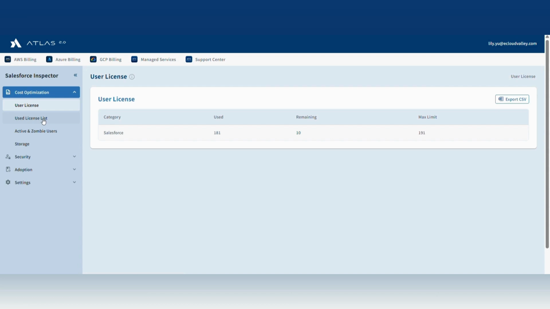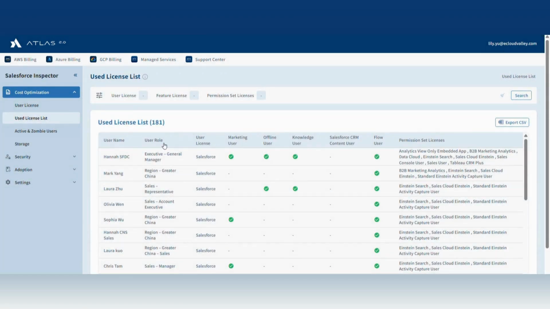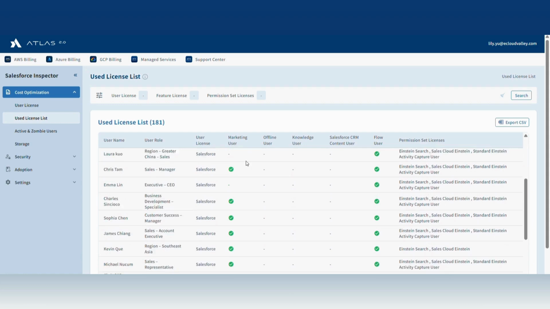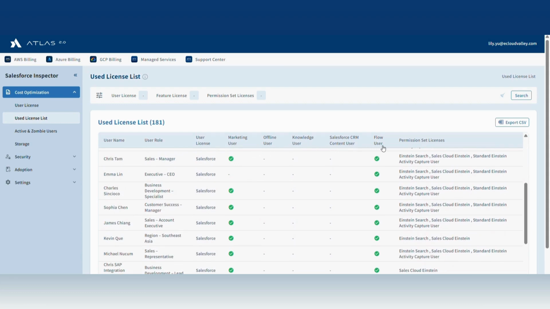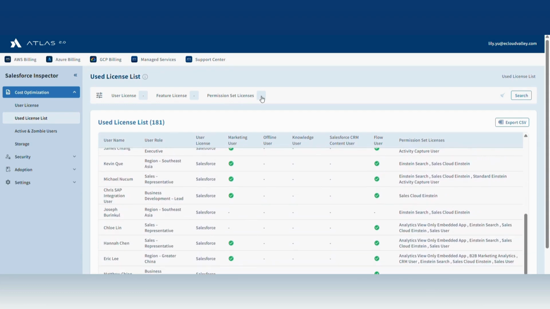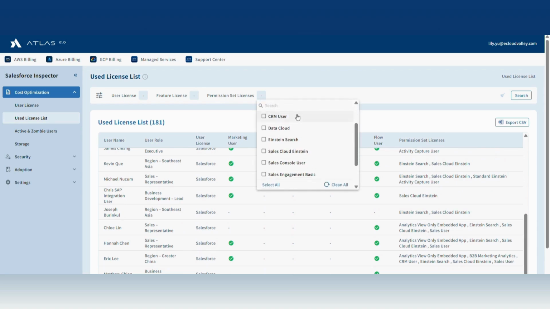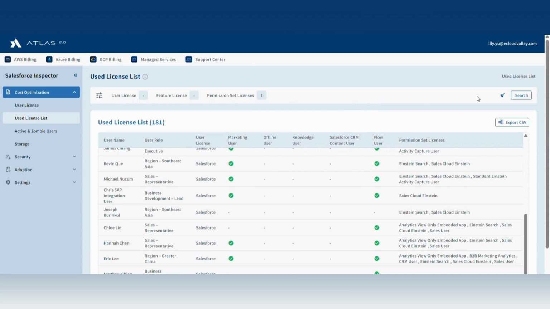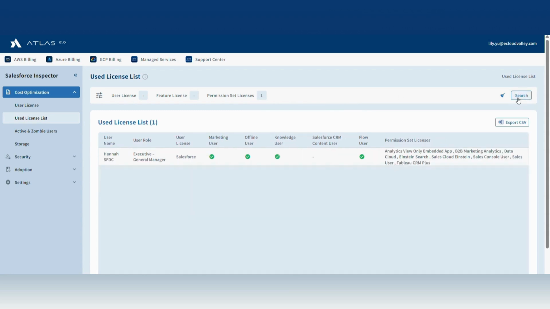It usually builds up gradually, and by the time you notice, it's often already too late to react. Next, we look at the assigned license details. Here, you can see exactly which features each user has been assigned, including marketing, knowledge, data cloud, or flow. This means you're not just seeing what was purchased, but who is actually using what. And that's critical for cost management, because very often the issue isn't the lack of licenses, but licenses being assigned to users who don't really need them.